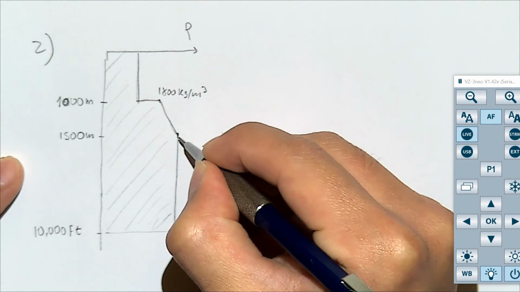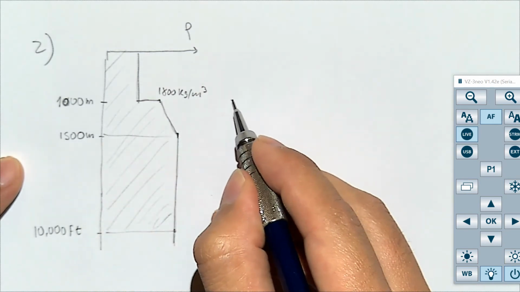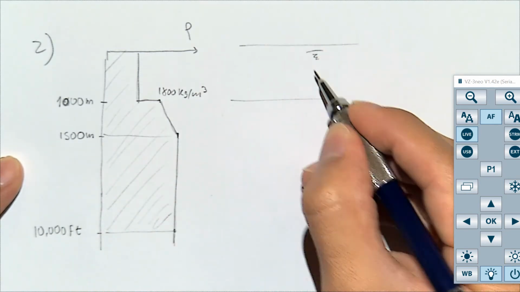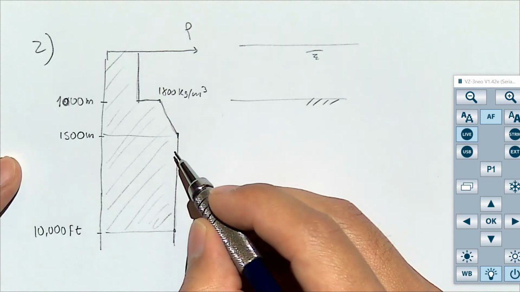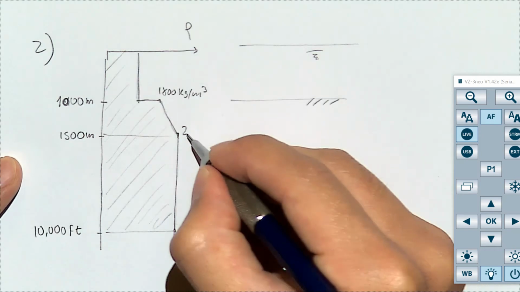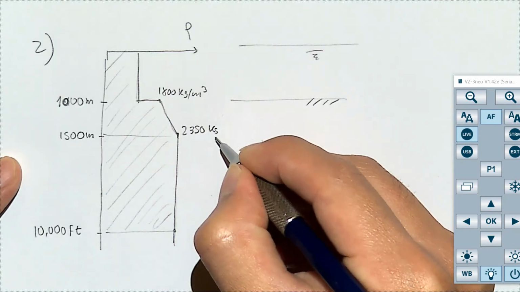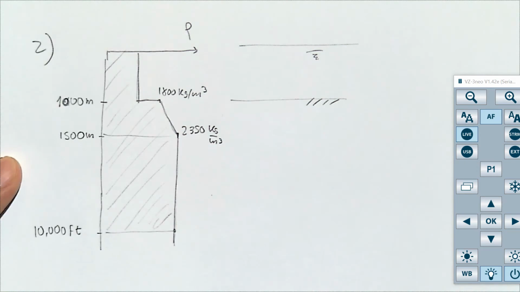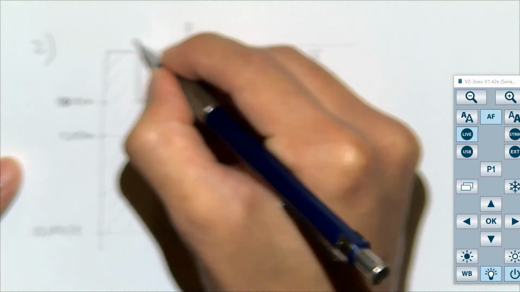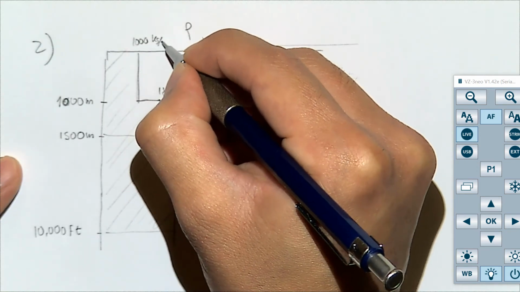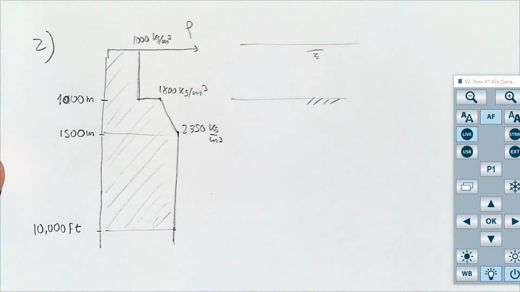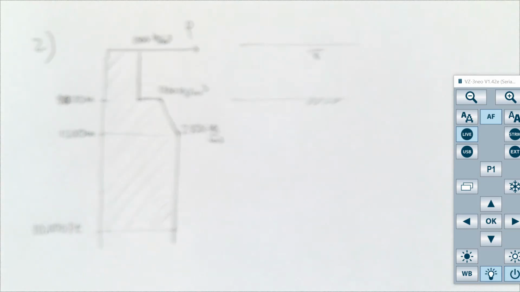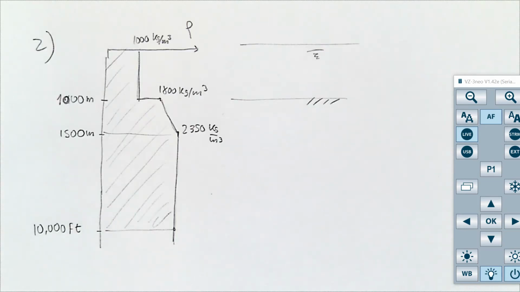When you get to 500 meters below the seafloor, this value goes to how much it was? 2,350, increasing linearly. And what I didn't tell you here is that this one was 1000. So you can assume here 1000. That's fine. Yes, that's fine. All right.